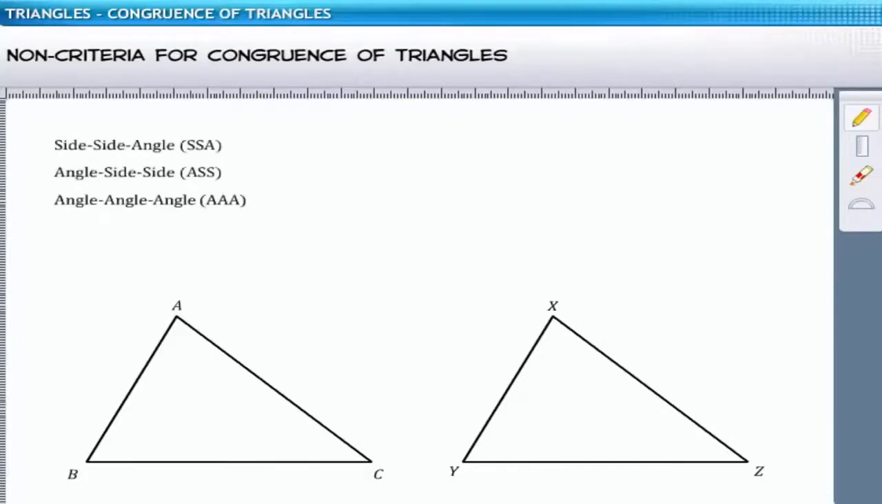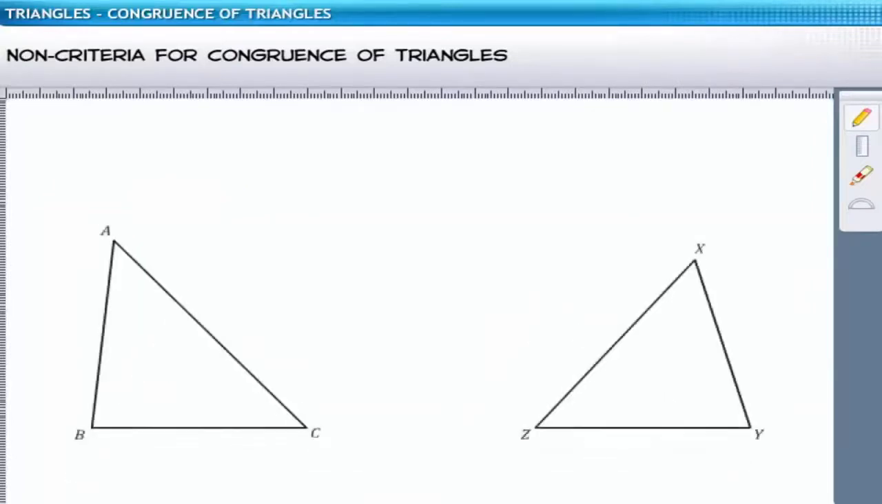For example, side-side-angle or SSA, angle-side-side or ASS, and angle-angle-angle or AAA are not sufficient to prove the congruence of two triangles. Let's look at some examples to understand it better.